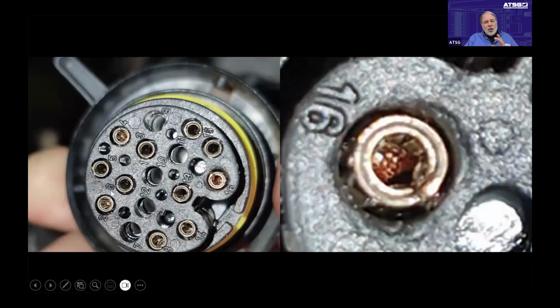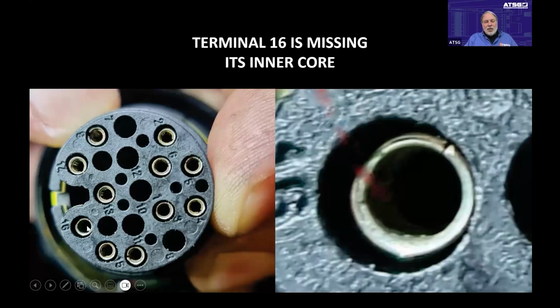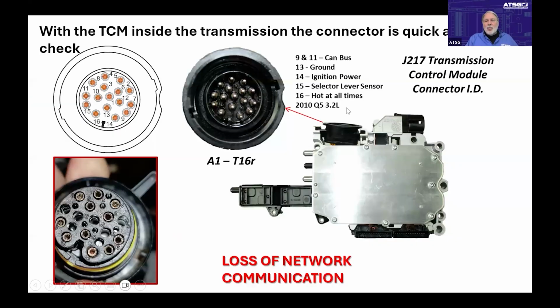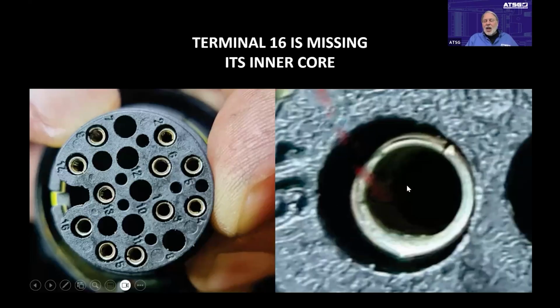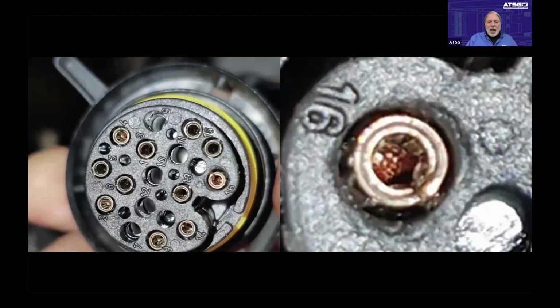Here's a view of terminal 16 with the center core in it. Without the center core, obviously this is power at all times, so we're not powering up the TCM, and it can't communicate with the system. So this was the actual simple problem. You could make sure that your ground is good, you have ignition power there, and you have hot at all times. But even if you check and find that it's hot at all times, the problem is it's not making connection to the pin on the TCM. And so this is where the problem is.